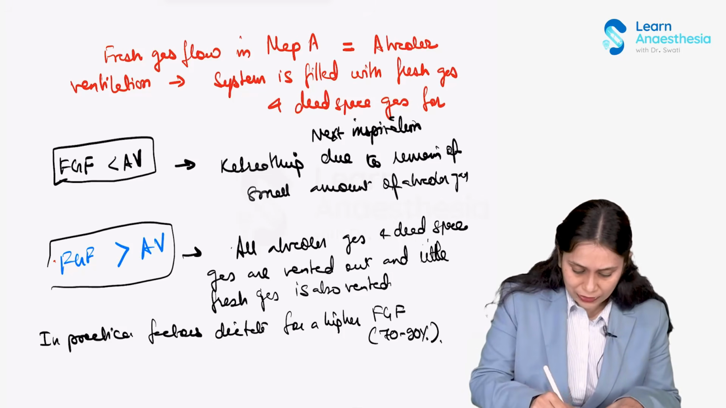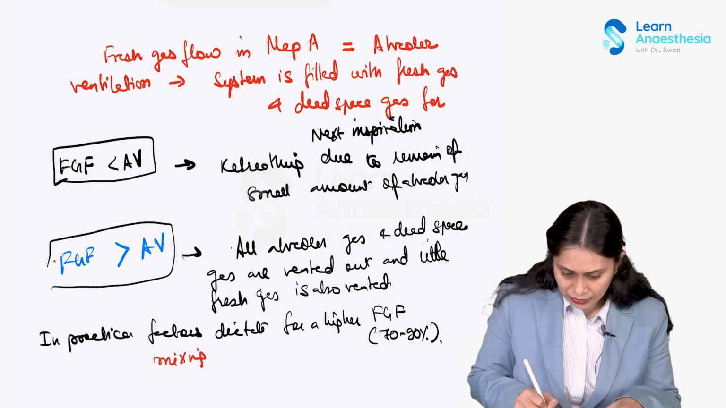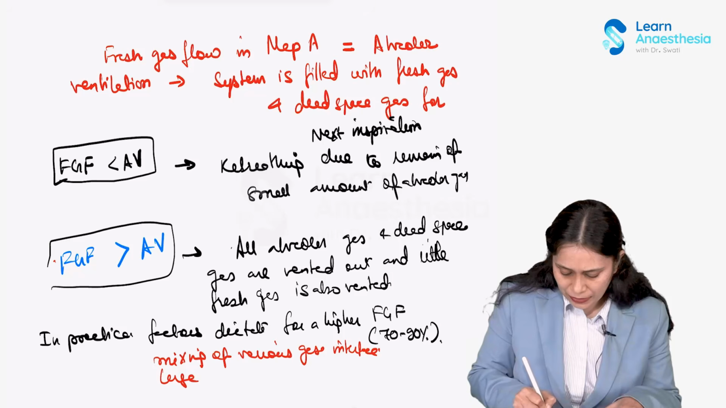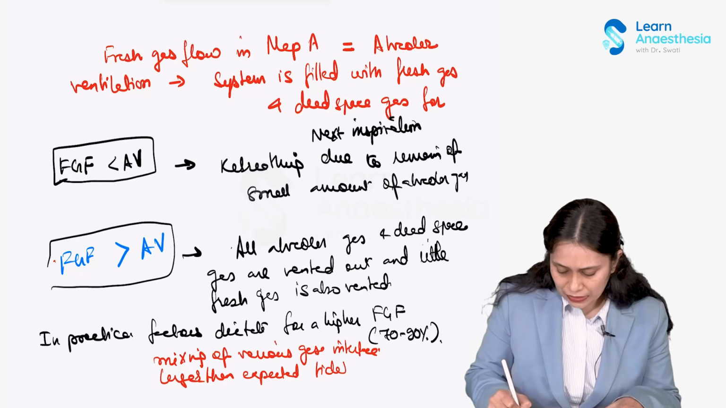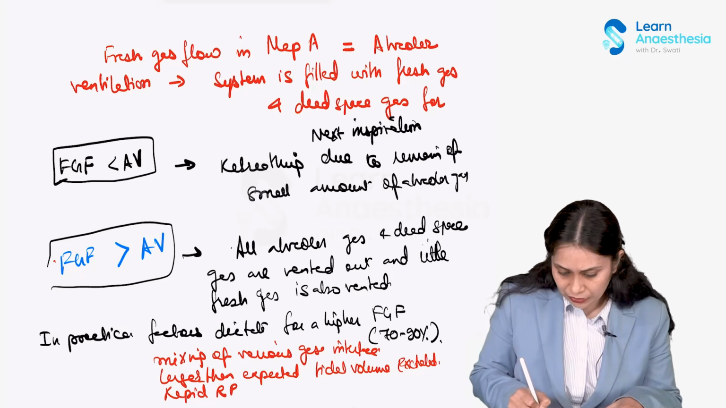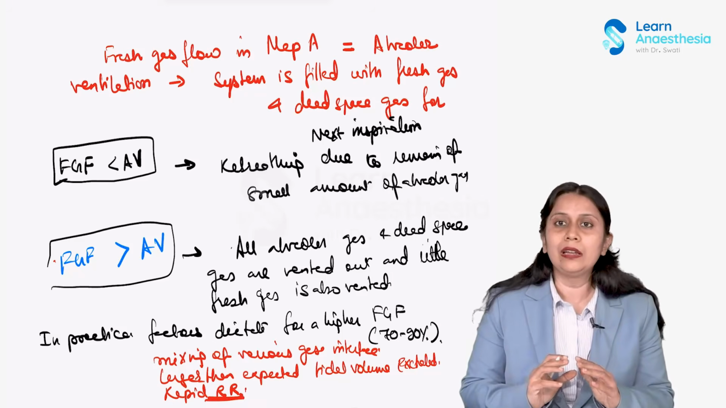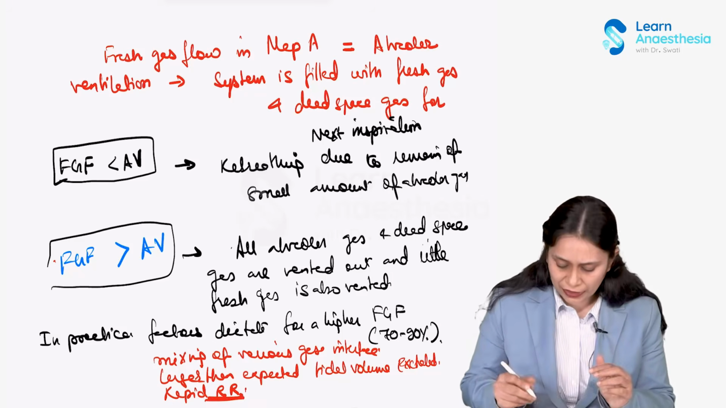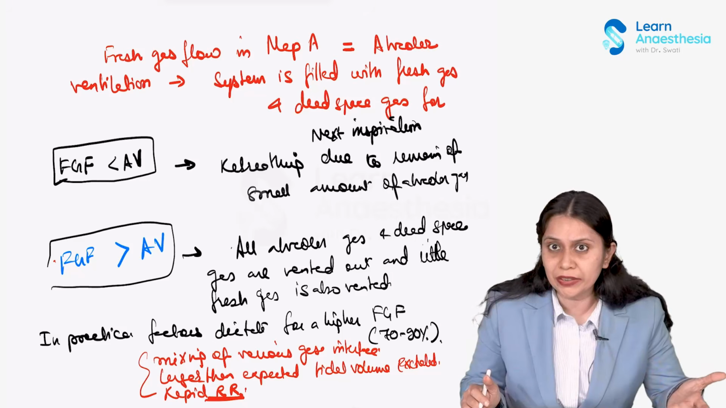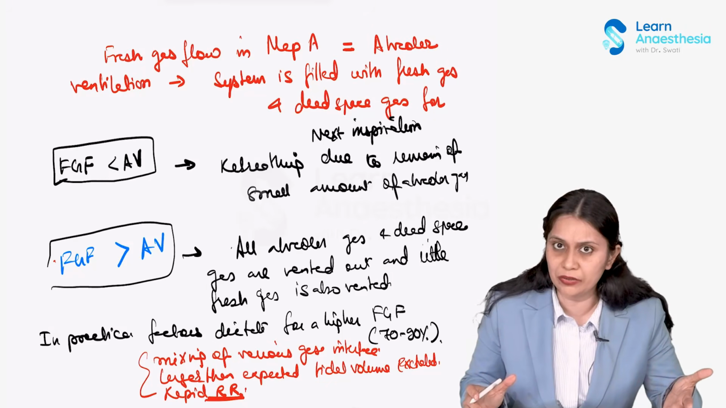I told you number one, there is a possibility of mixing of various gas interface, then a larger than expected tidal volume exhaled, and a rapid respiratory rate, which will reduce the end expiratory pause, which is very important for the removal of expiratory gases, right?